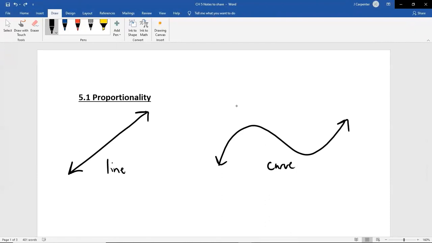Don't be a jerk about it and just go, well, you know, if you want to be technical, it's really a curve. I don't care if you call it a line because you're not going to affect my life. This is a line. Lines are straight.